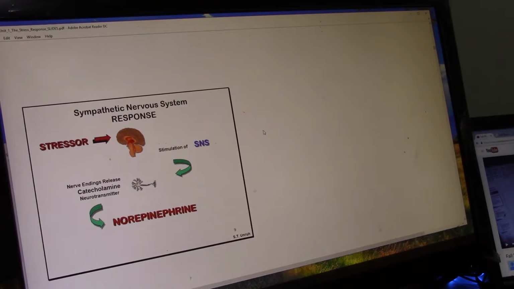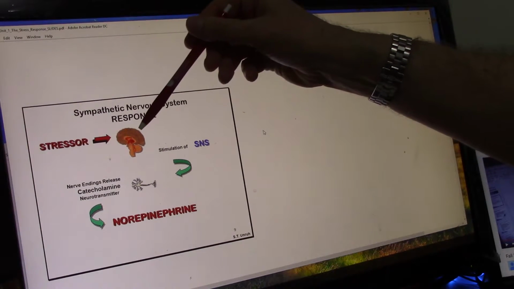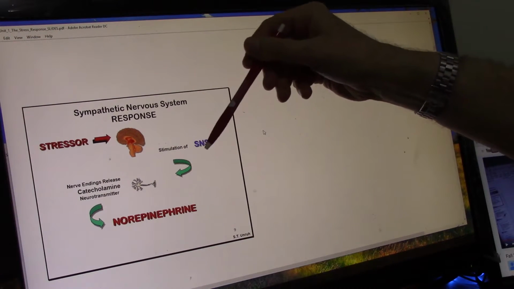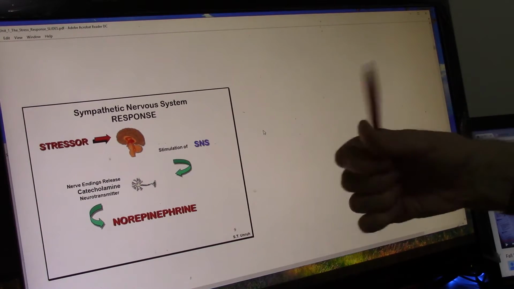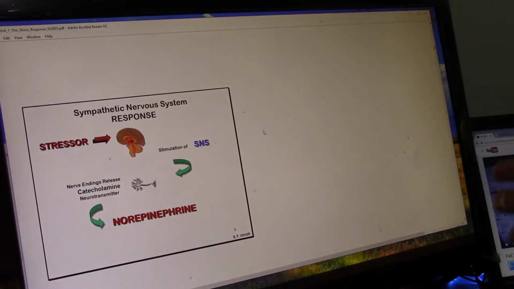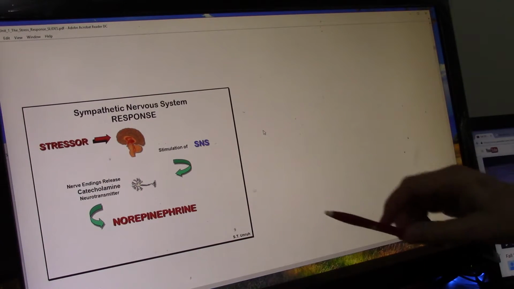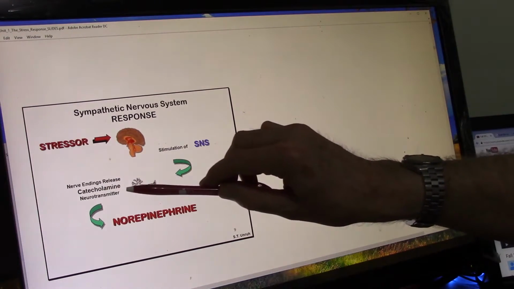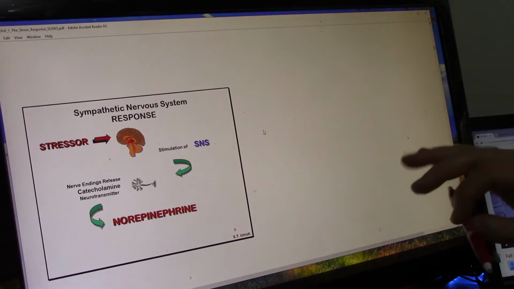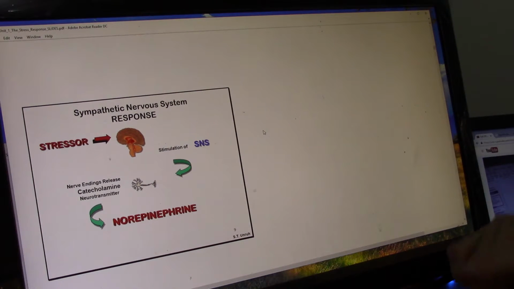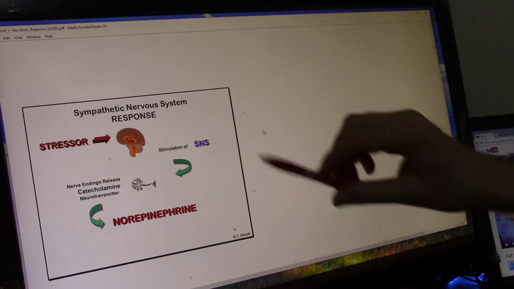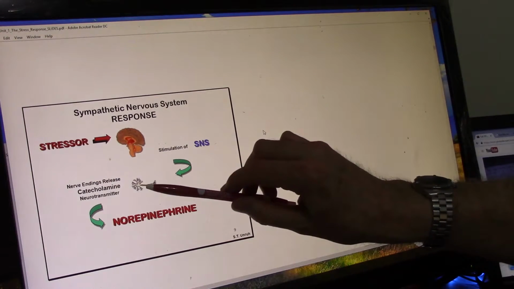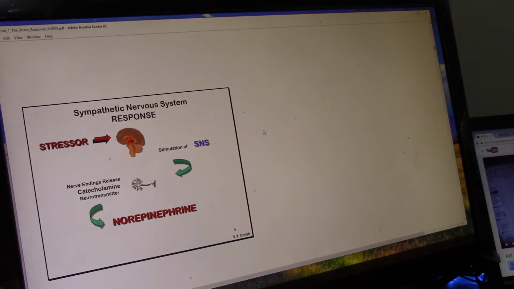All right, now here's a picture of it. Again, we have the stressor. It comes in, it hits the brain, and that's going to stimulate what we talked about, the sympathetic nervous system. Remember, that's the side of the nervous system that gets stress. It gives you the fight or flight response, and that signal will then signal the release of catecholamines, which is a category of compounds that includes norepinephrine and epinephrine and dopamine, I think a couple of others. But the primary one that we're looking at is the release of norepinephrine.